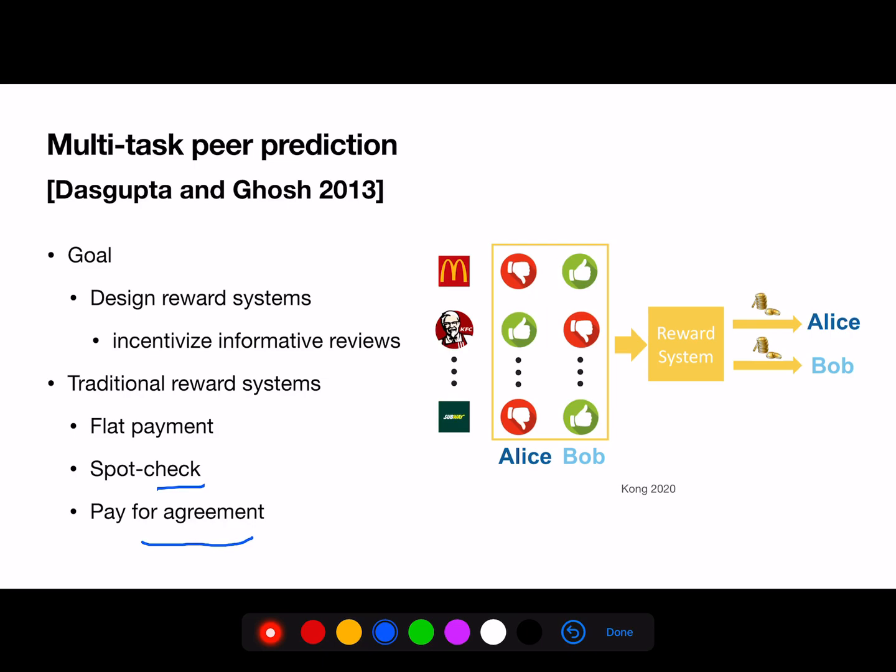So the question here is that we want to design a proper reward system that can avoid these issues and incentivize them to provide informative reviews. This question is called multitask peer prediction, and it was first proposed by Dasgupta and Ghosh in 2013.